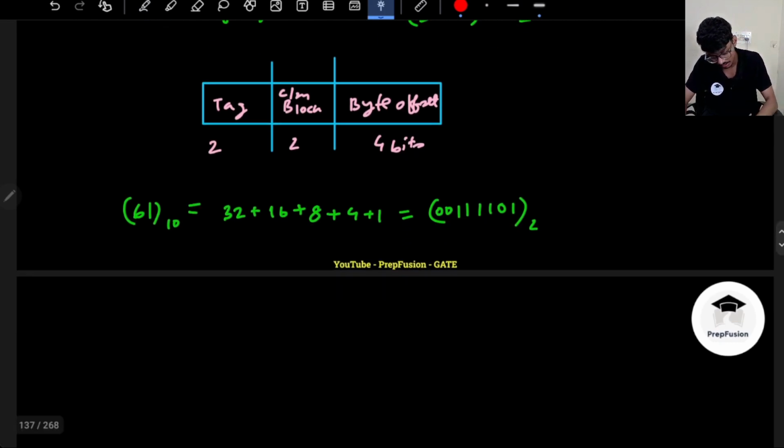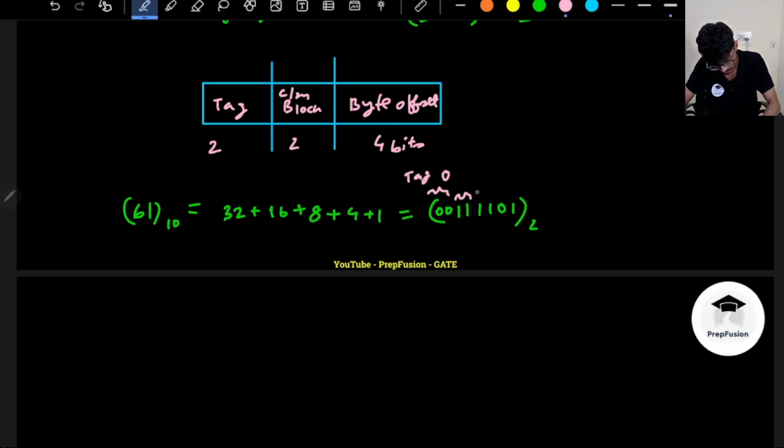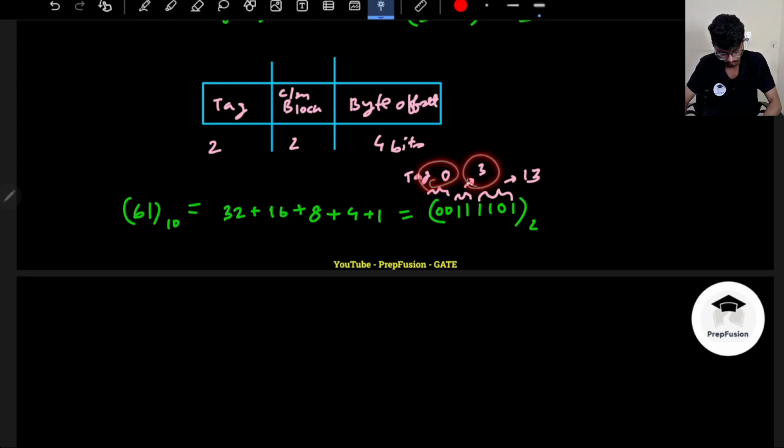Okay. So now I will divide this back. From here I can divide. The first 2 bits will be the tag. So the tag is 0. And the next 2 bits are my cache block number. Cache block number here is 3. And the last 4 bits are the byte offset. Byte offset from here I can see is 1 plus 4, 5, plus 8, that is 13. I don't care about the byte offset. I just care about the tag and the block number.